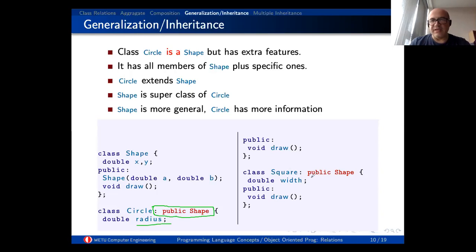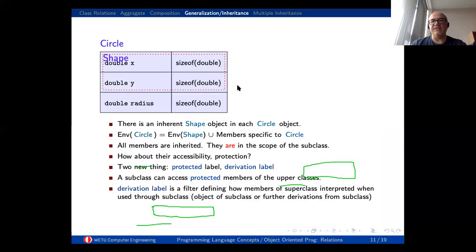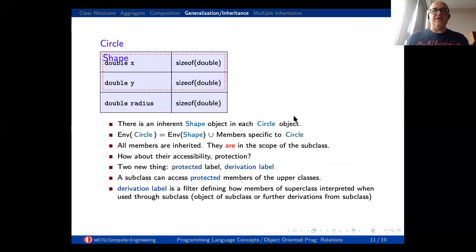Okay. A square is a shape. It contains everything a shape has. In addition, it has a width. So that means square has an internal x and y, like a shape. Or circle has an internal x and y. So in this way, we can add more and more information to our classes if they have this type of relation. And in memory, they look like this. Circle has some inner shape, and that shape has two double variables. So the size of a circle will be size of a shape plus radius, which is a specific variable. And the same thing environment-wise: environment of circle is equal to environment of the shape union member specificity of circle.